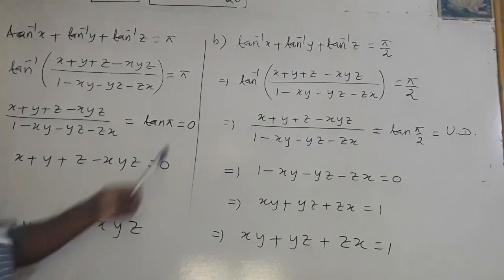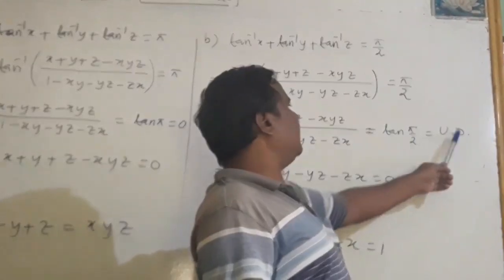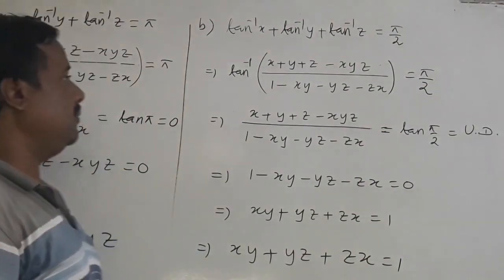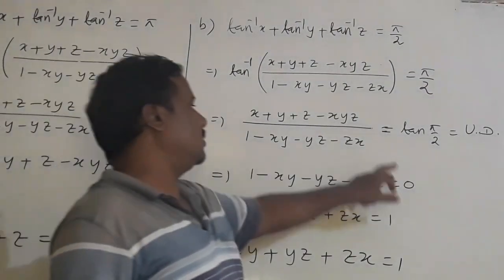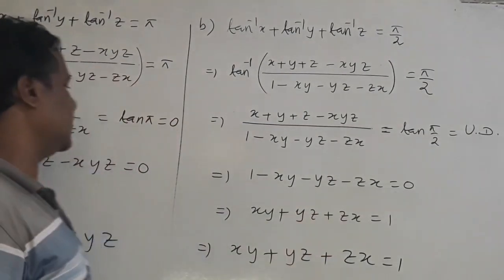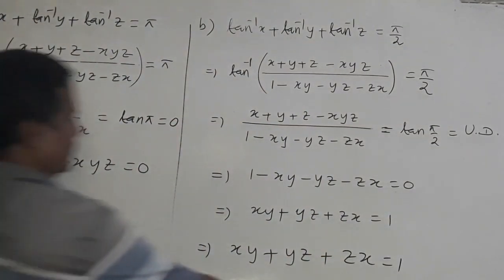In the other part, that is pi by 2, tan pi by 2 is undefined. Undefined means the denominator is 0. If the denominator is 0, then xy plus yz plus zx is equal to what? 1. Okay.